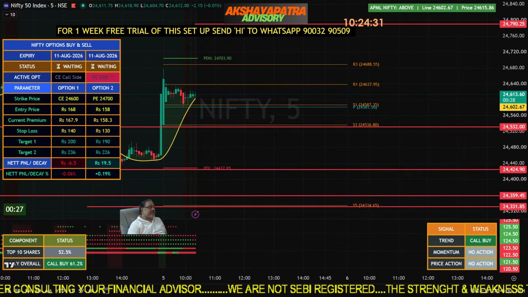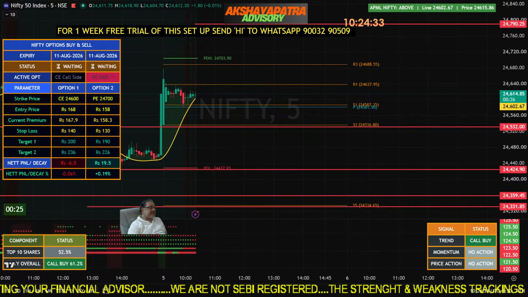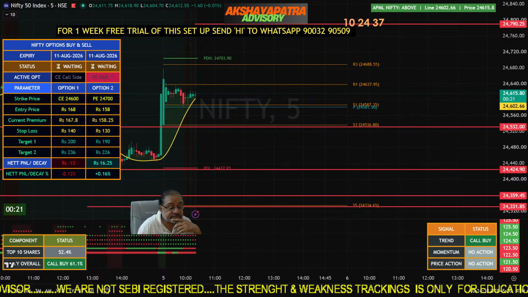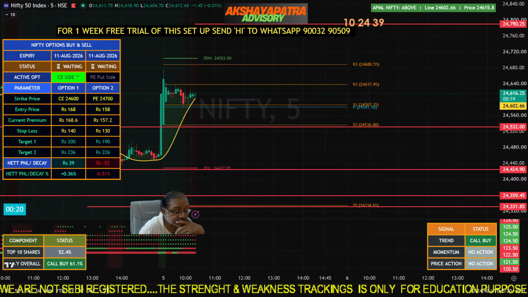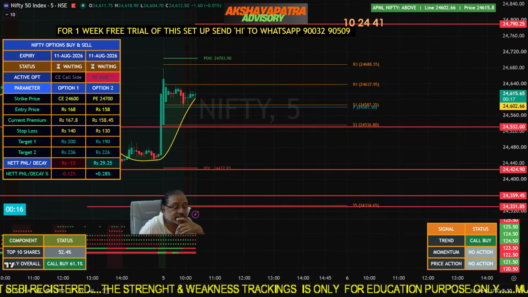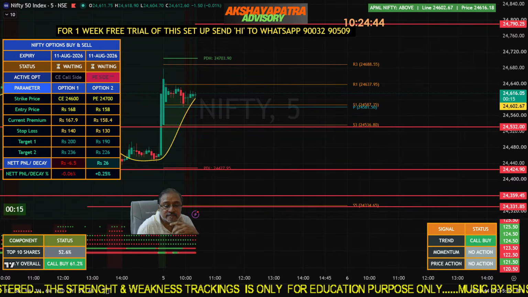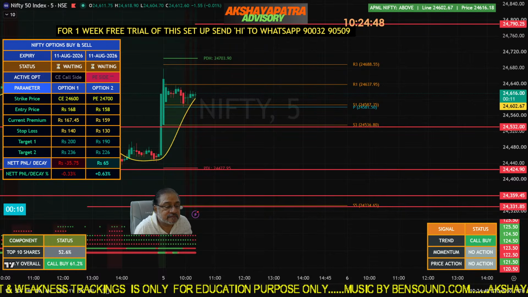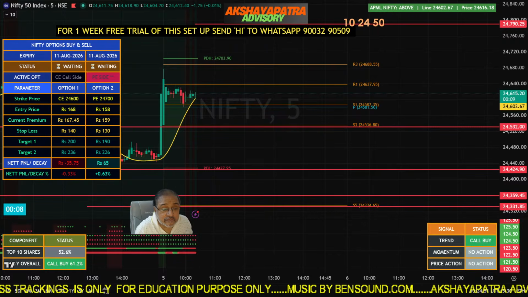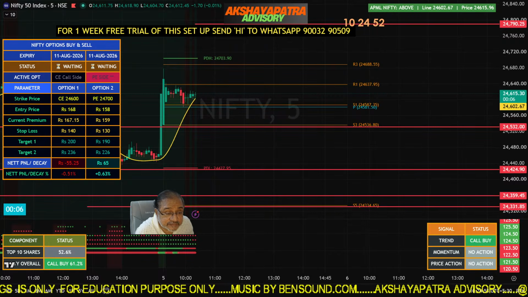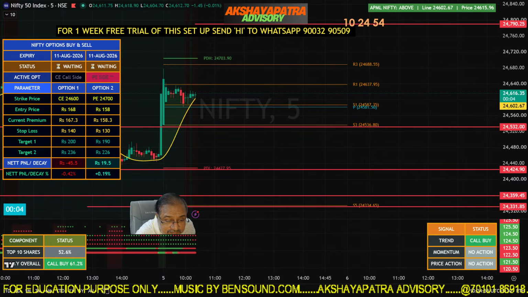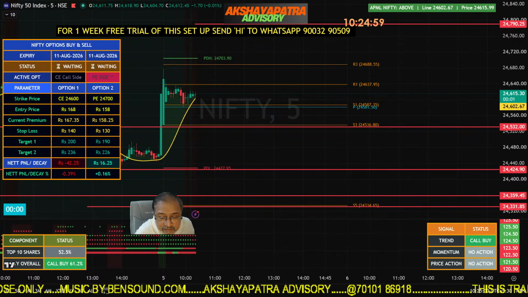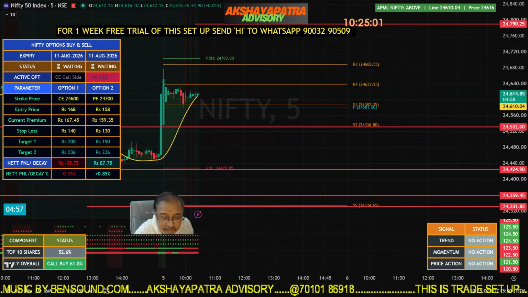Even after almost 25 minutes, it is making only dojis. So we can discuss everything under the sun, apart from actual trading.